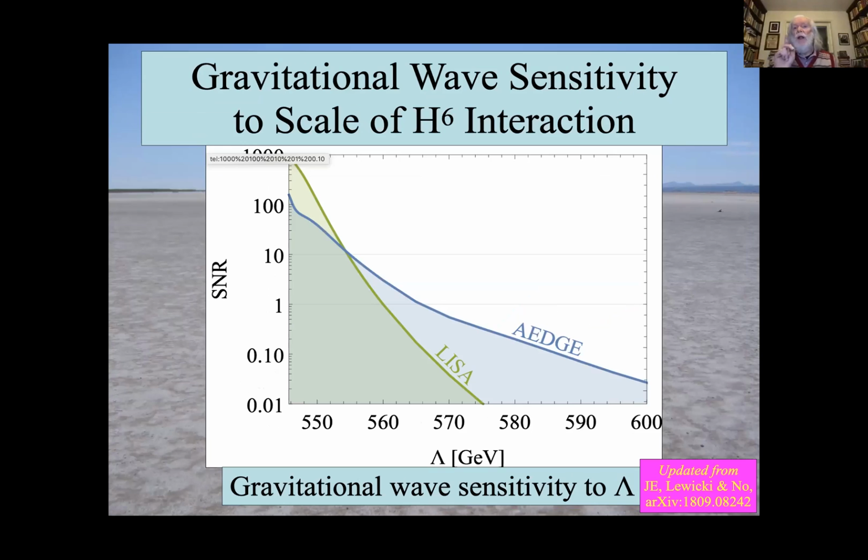I should mention, by the way, that current collider experiments have absolutely no sensitivity to this h to the 6th interaction. In fact, EDGE and LISA have rather similar sensitivities to this scale parameter lambda if you're asking for detection at a signal to noise ratio of 8 to 10, which is the sort of gold standard for gravitational waves.